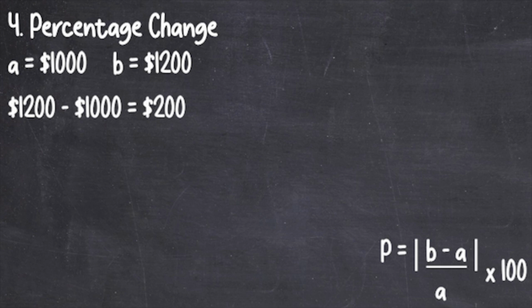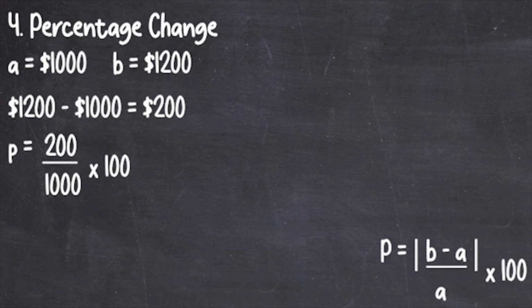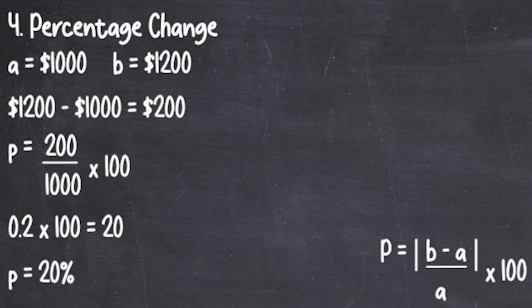Using our formula, we can write down 200 divided by 1,000 times 100. Dividing 200 by 1,000, we get 0.2. Now, we multiply 0.2 by 100 to get 20. This is the value of the percentage change. So, there was a 20% increase in the amount of Mr. Roberts' money over 3 years. Way to go, Mr. Roberts!